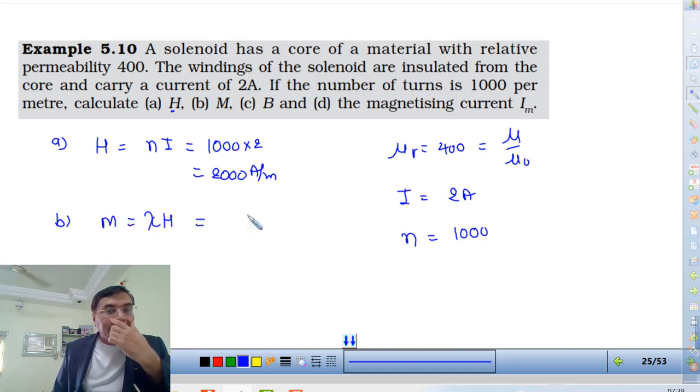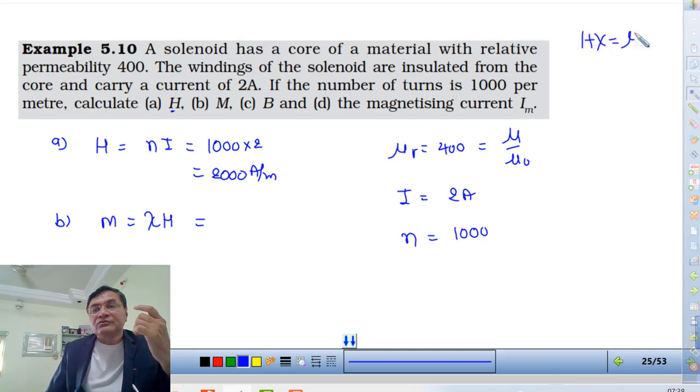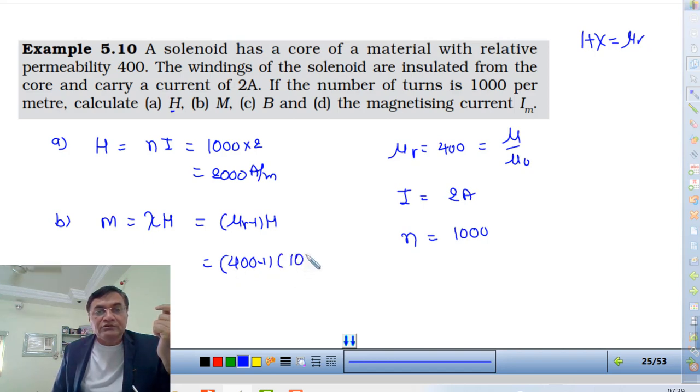What is chi? We know that 1 plus chi is equal to mu r. So chi is mu r minus 1, into H. So this is 400 minus 1, into H. You can take 400, no problem. H is 2000. So 8 into 10 raised to 5 ampere per meter. For M and H the unit is the same way; chi is unitless.